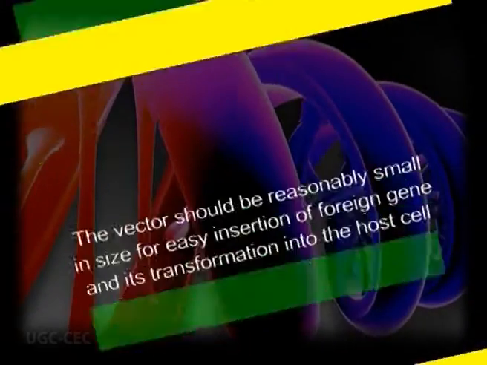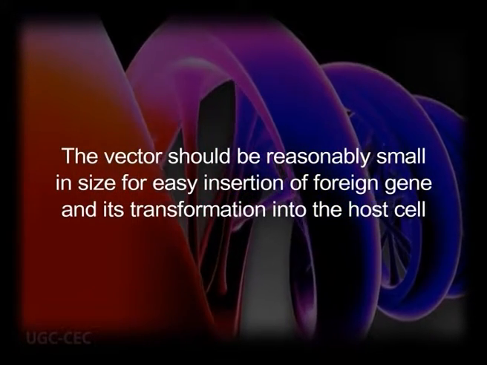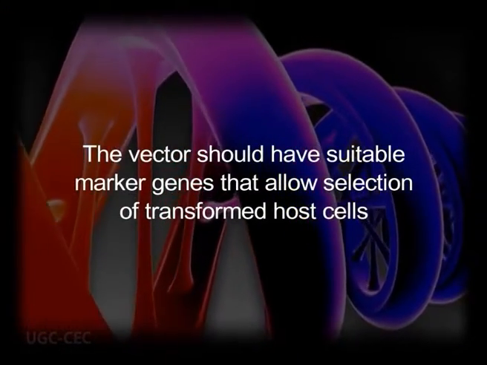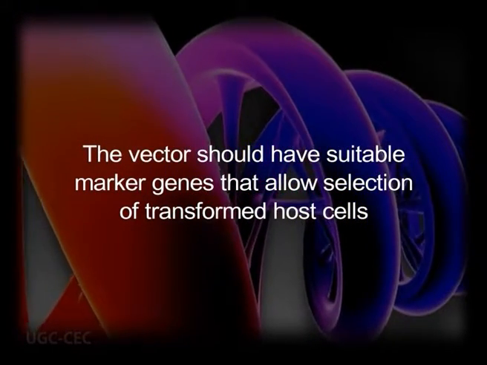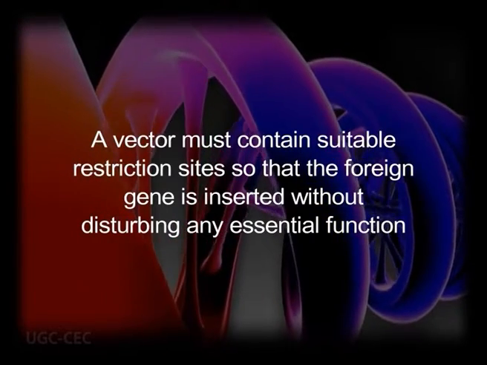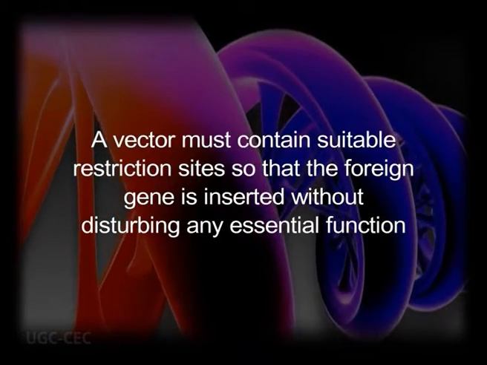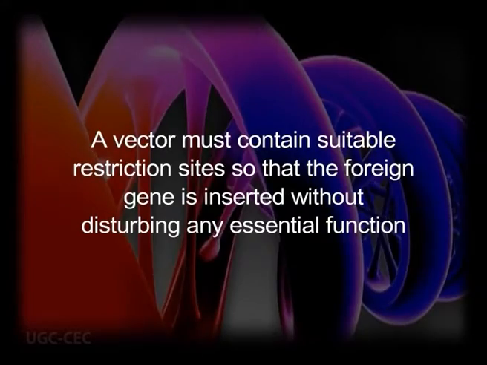Number two, the vector should be reasonably small in size for easy insertion of the foreign gene and its transformation into the host cell. Number three, the vector should have suitable marker genes or selectable markers that allow selection of transformed host cells. Number four, a vector must contain suitable restriction sites for as many restriction enzymes as possible, so that the foreign gene is inserted without disturbing any essential function of the vector.